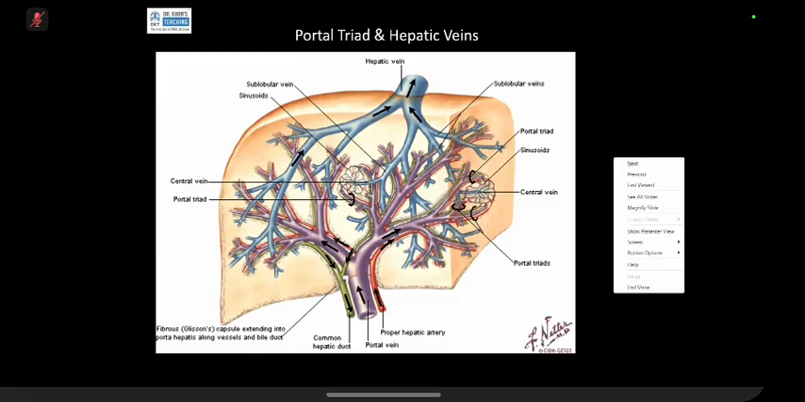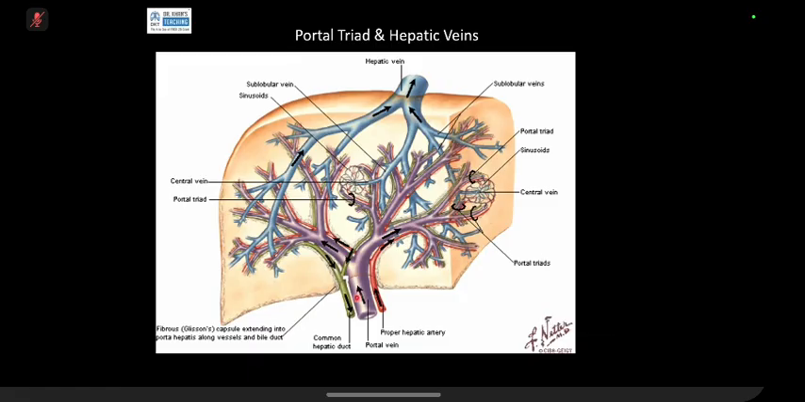The liver is a unique organ which has got double blood supply. Artery is coming in and the portal vein is coming. Portal vein brings blood from the gut. These three things are brothers and sisters. They always travel together: portal vein, the hepatic artery or its branch, and the biliary system. They ultimately go into the liver and into a sinusoid, and from the sinusoid, a central vein arises. This central vein drains into the hepatic veins and ultimately into the IVC.